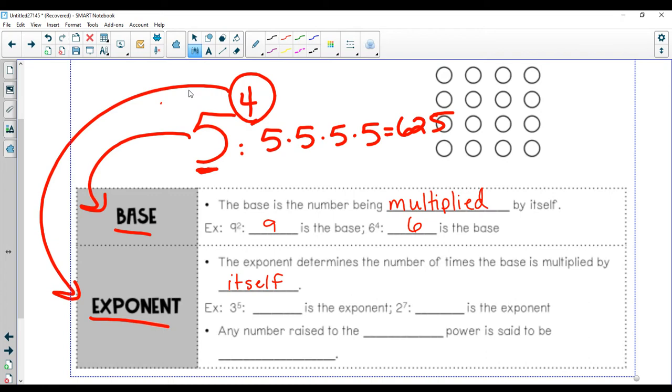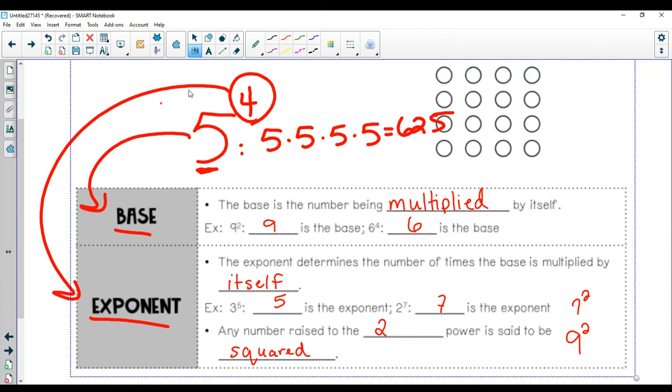So examples, 3 to the 5th power. Which one's the exponent? The 5. And 2 to the 7th power, which one's the exponent? 7. And then another little tidbit of information. Any number raised to the 2nd power is said to be squared. We call it squared. So if I have 9 to the 2nd power, we call that 9 squared. If I have 7 to the 2nd power, I call that 7 squared. Okay?